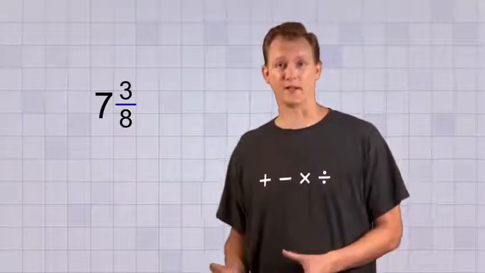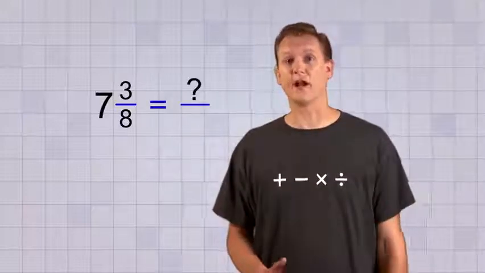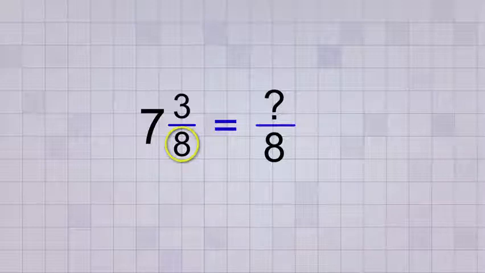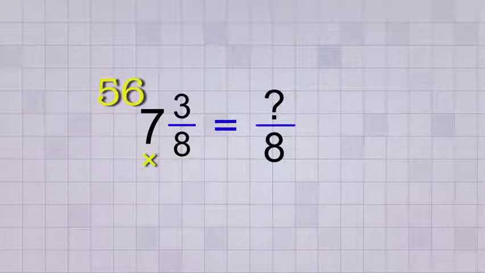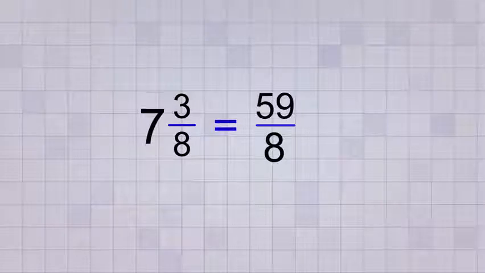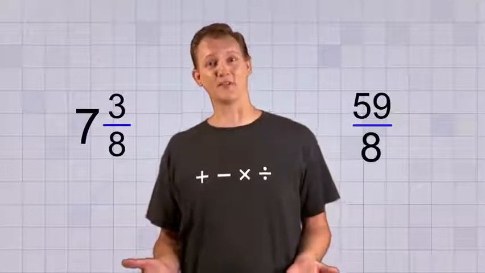Let's try one more to make sure you've got it. Here's 7 3/8. Now we know that our answer will be a fraction with 8 on the bottom. Now for the top, we take 8 and multiply it by 7, and that gives us 56. And we take that 56 and add it to 3, and that gives us 59. So 59/8 is the same as 7 3/8. That wasn't so hard, was it?